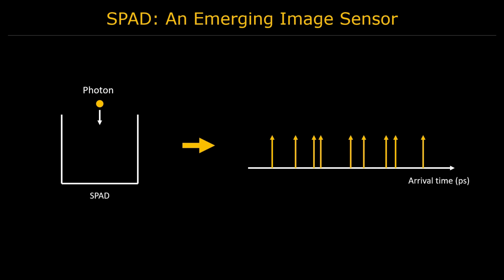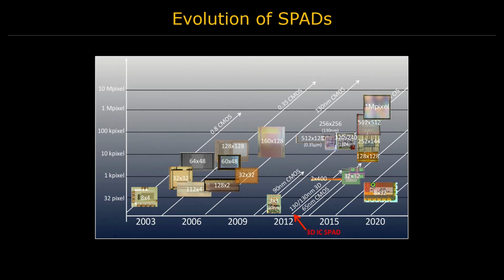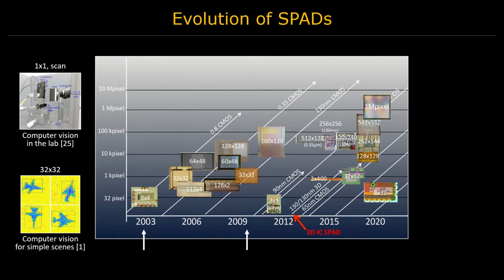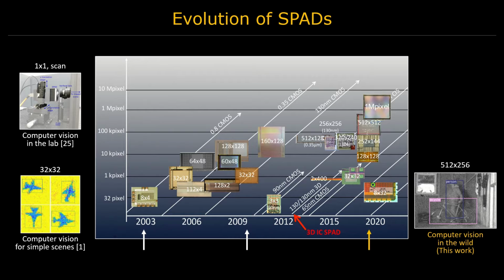Single-photon avalanche diodes, or SPADs, are novel image sensors that are sensitive to individual photons and can record the arrival of photons with picosecond precision. Till a few years ago, SPADs were only available as single-pixel or small arrays such as 32 by 32 pixels. While they showed promising performance in lab settings, they were largely restricted to static and relatively simplistic scenes. Fortunately, the resolution of SPAD arrays has improved rapidly, which, for the first time, allows capturing high-frequency spatial details needed for general computer vision in the wild.